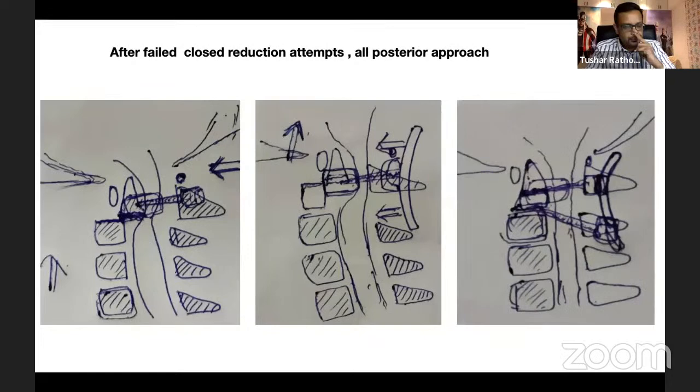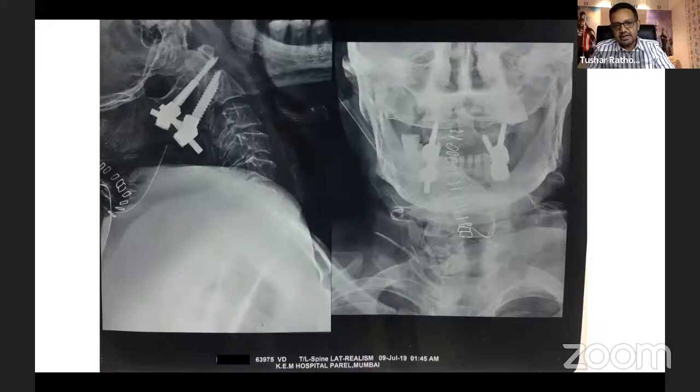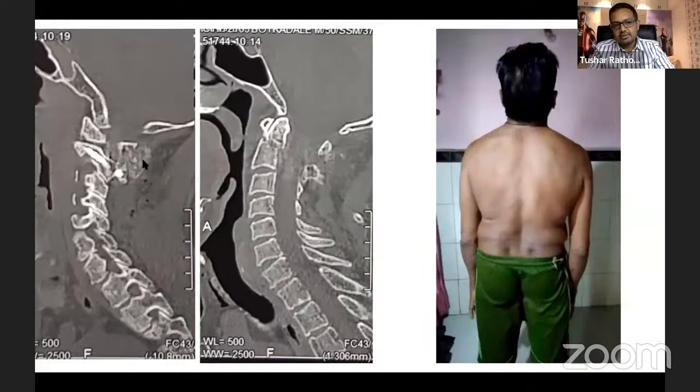So this is the post-operative X-ray that we got after getting a closed reduction from the posterior side. We routinely use a partially threaded screw to avoid irritation of the C2 ganglion. This is the C2 pedicle screw which we could get into both sides, and we did a C1C2 fusion from the all posterior side. This is the CT scan of the patient where you can see the posterior fusion being performed, the realignment of the odontoid to the vertebral body.